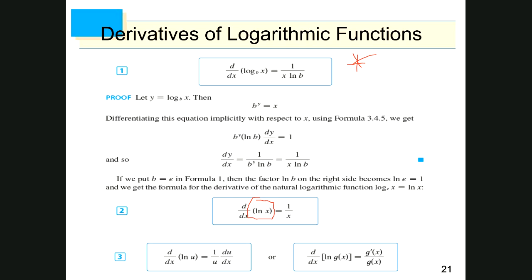Now be careful. If you have ln of some function, then you need to do the chain rule. All right. You can see in this case we have the derivative with respect to x of ln of u. Here we are assuming that u is a function of x. So if you apply the chain rule, you have 1 over u times du dx.